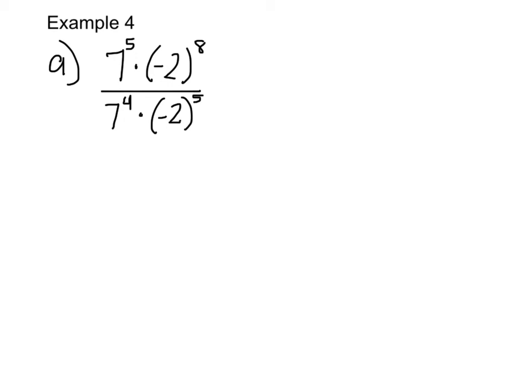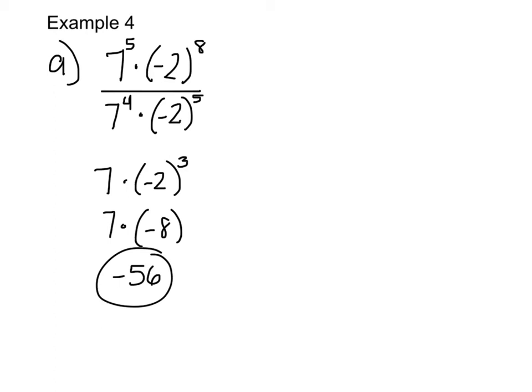Step 1, you don't have the same bases on top or on bottom, but you can do this. 7 to the 5th divided by 7 to the 4th. You can subtract them. That gives you 7 to the 1st, which is just 7, times negative 2. We have the same base again, negative 2 and negative 2. 8 minus 5 is 3. So negative 2 to the 3rd power gives us negative 8, and negative 8 times 7 gives us negative 56. And that's your answer.